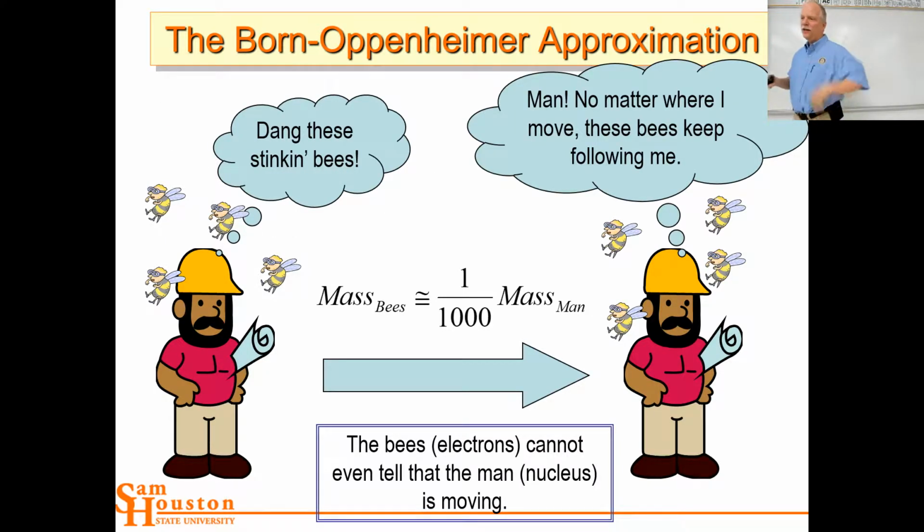So the beginning of this whole approximation is a great simplification, and that is to be able to separate the motions of the nuclei from the electrons. This is just an illustration. No matter where this construction worker moves, those bees can keep up. So really, from the perspective of the bees, the person's not moving at all, because no matter how that person moves, they're moving very slowly. Just like we're on the Earth, and the Earth's flying through space, but we don't feel it. Everything we do is relative to the Earth, and to us, the Earth is not moving.